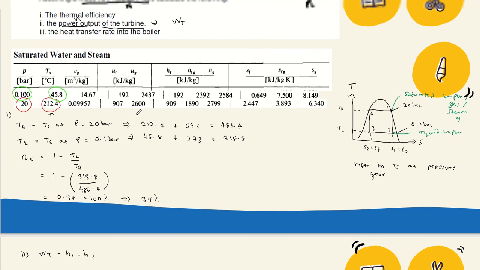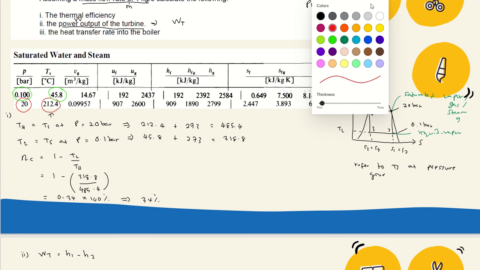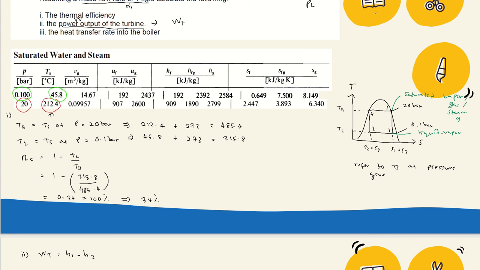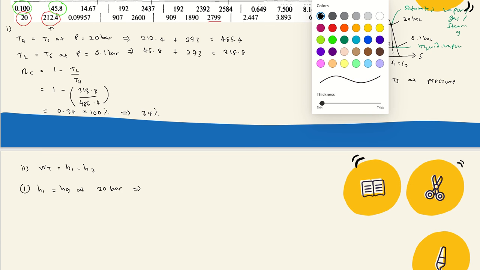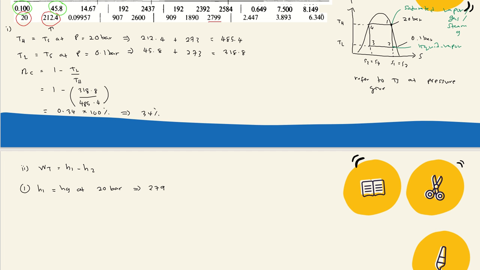So refer to the steam table. Then you will find the value of Hg at 20 bar is 2,799. So that is the answer for the Hg, 2,799.